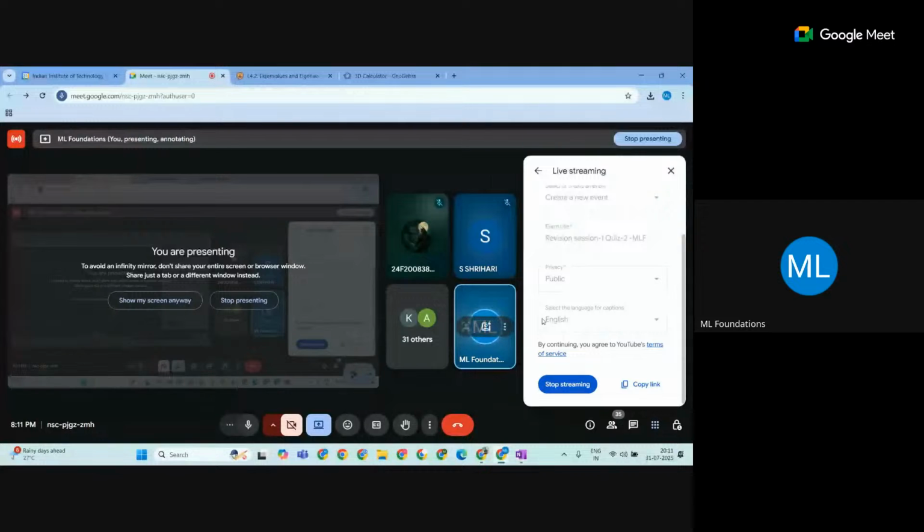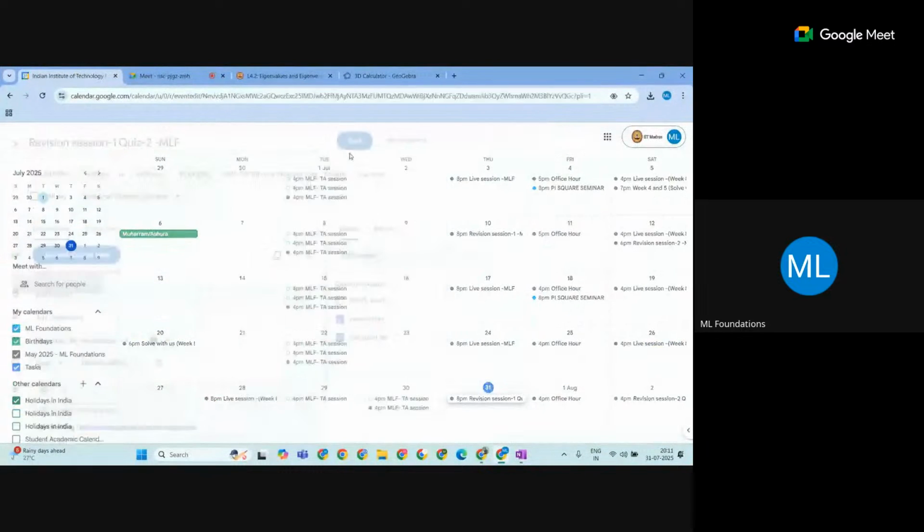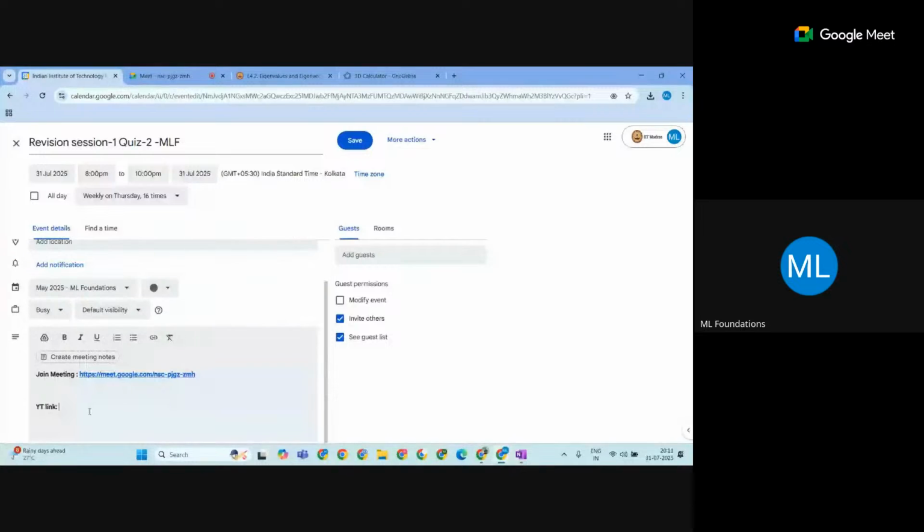I hope my screen is visible to all of you. So let's start. Actually, my system has stuck, so that's why I joined with my mobile. Slowly start it.